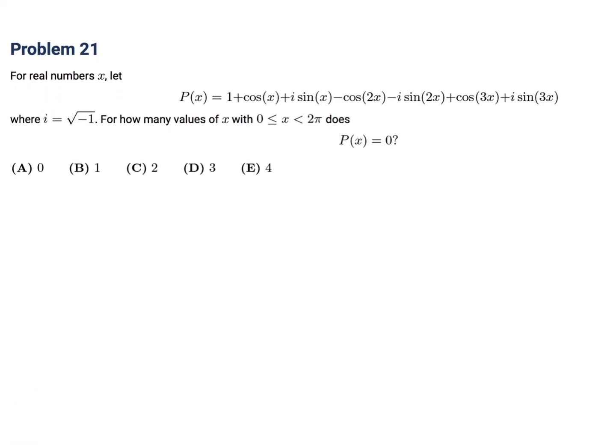For real numbers, let p of x equal 1 plus cos x plus i sine x minus cos 2x minus i sine 2x plus cos 3x plus i sine 3x, where i is the square root of negative 1. For how many values of x between 0 and 2 pi does p of x equal 0?